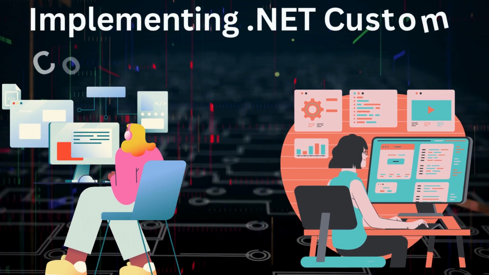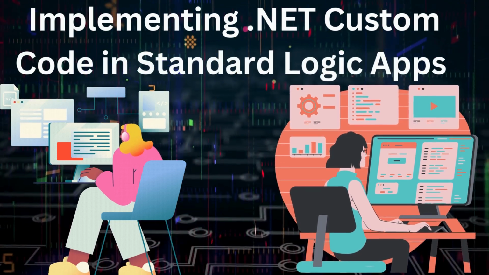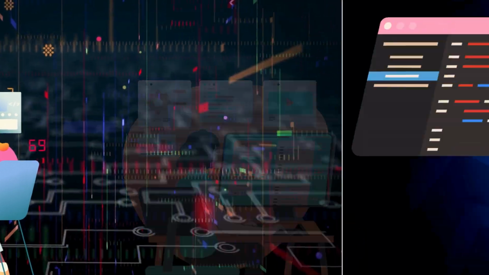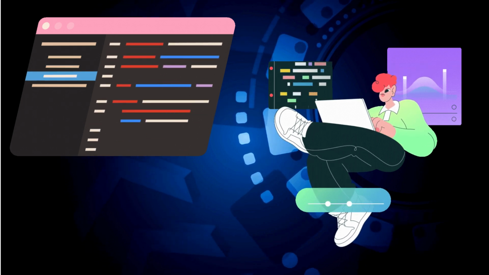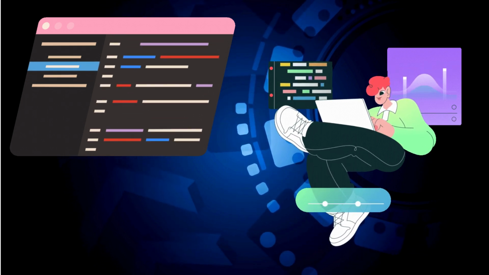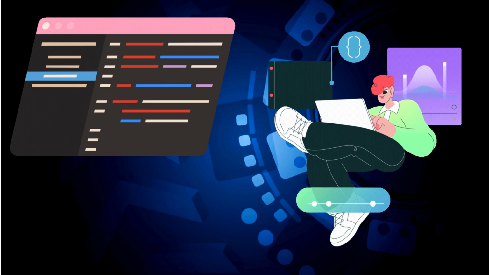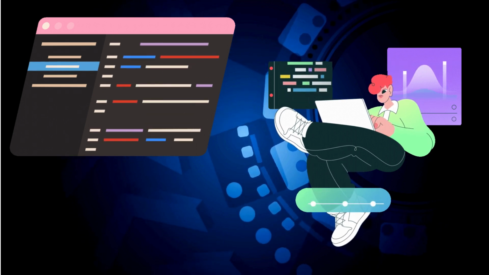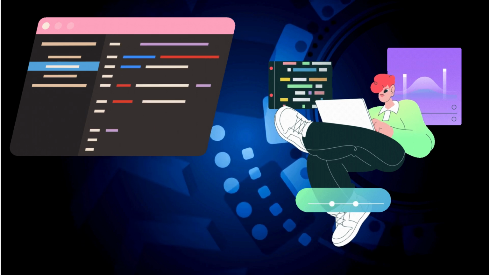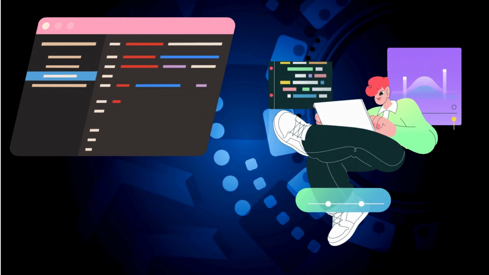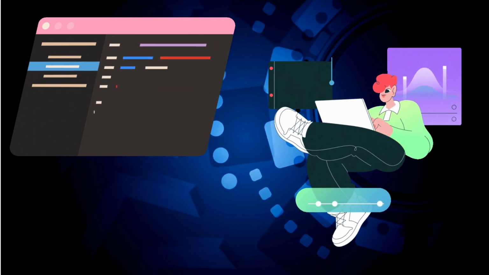Let's learn today how to implement .NET custom code in Standard Logic Apps. Implementing .NET custom code in Standard Logic Apps allows developers to extend workflow capabilities with custom business logic. By integrating .NET functions within Logic Apps, you can enhance performance, streamline API calls, and handle complex data transformations efficiently.